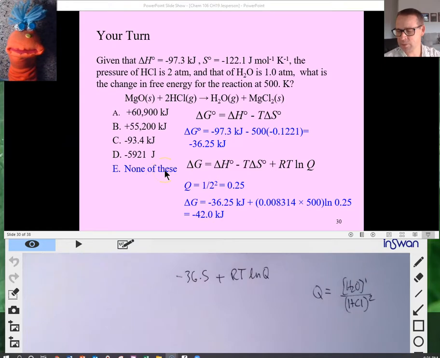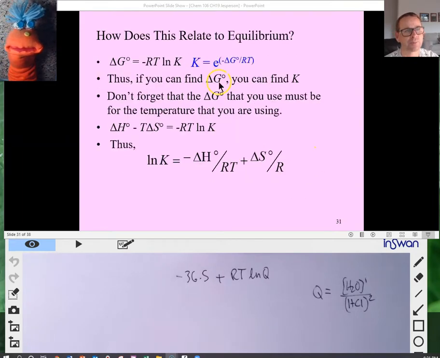Now we did those together, so I don't expect us to be able to do that individually. But it's very interesting stuff here, that we can identify the spontaneity of a chemical reaction with the delta H, with the delta S, and then with an adjustment for a change in the quotient concentrations.